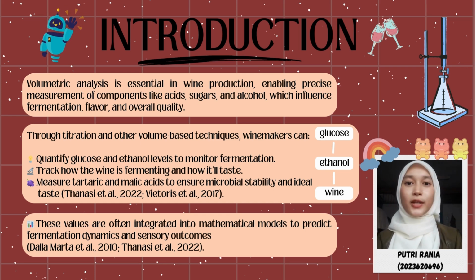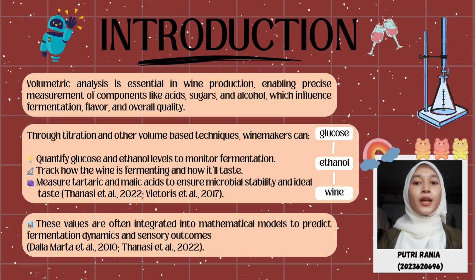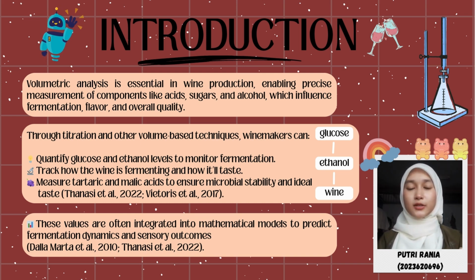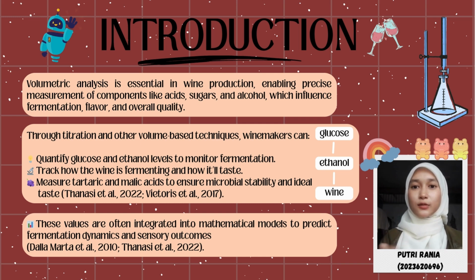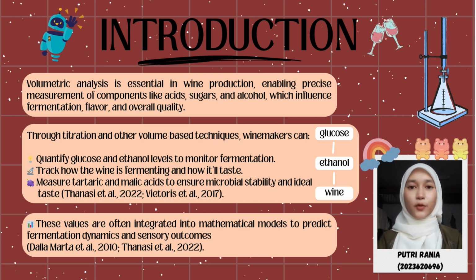For example, we can measure glucose and ethanol levels to monitor the progress of fermentation. We can also track the wine's chemical chains to predict how it will taste later. And importantly, we measure tartaric and malic acids to make sure the wine stays microbially stable and tastes just right. This process basically follows a chain: glucose to ethanol and finally wine.